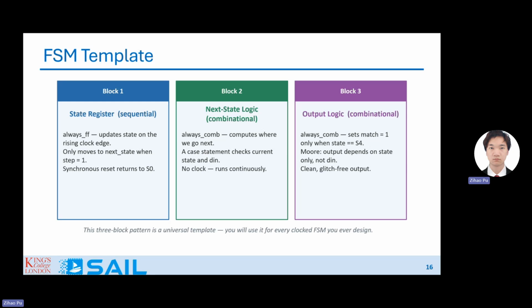And then block 3 is output logic. So basically, it sets match equals 1 when the state is S4, which is when you detect a sequence. Again, this output depends on the state only, not DN. So it's just: if state is S4, then you output match equals 1.